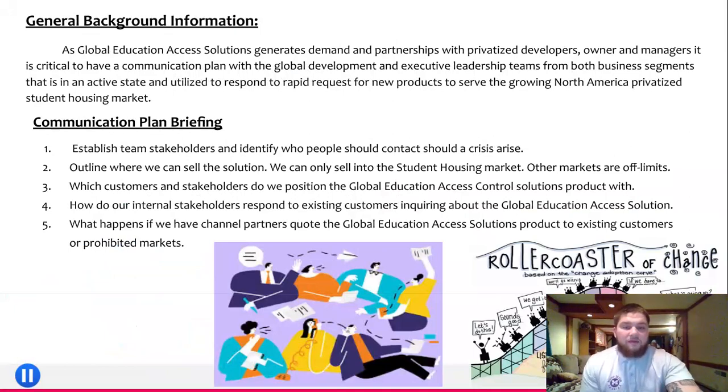A lack of connectivity for teams, companies, and culture can pose several problems for Global Education Access Solutions. When employees have trouble collaborating because information is trapped in silos, hidden, or hard to access, they can't do their job to the best of their ability. This was taken from the Harvard Business Review 2021. By having a communication plan for complex decision-making and conflict and crisis management, Global Education Access Solutions can become more agile in their quest to be a market leader servicing the privatized student housing market. An example of our communication plan that will be utilized by Global Education Access Solutions will be highlighted on the next slide. All right, moving on to the next slide.